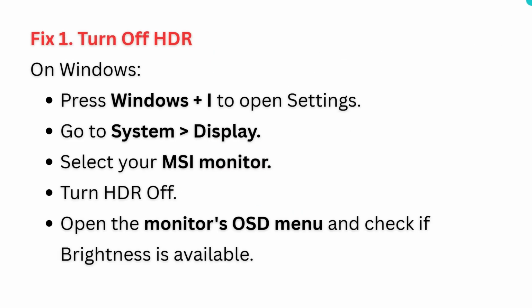Fix 1. Turn off your HDR. On Windows, press Windows plus I to open settings. Go to System and select Display. Select your MSI monitor. Turn HDR off. Open the monitor's OSD menu and check if brightness is available.